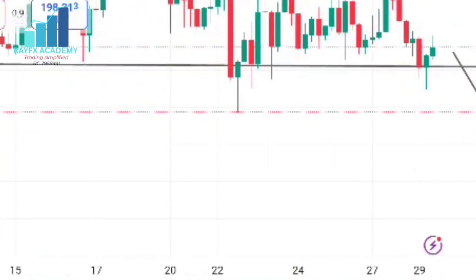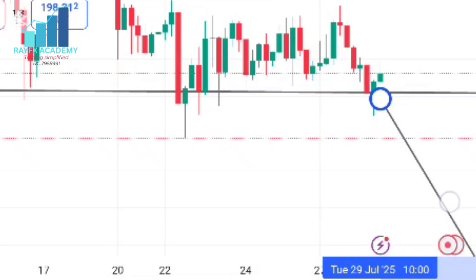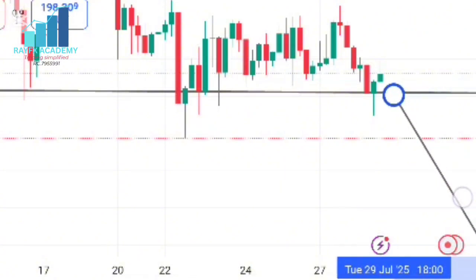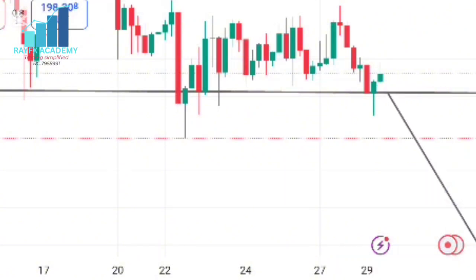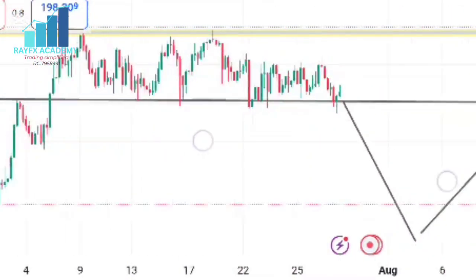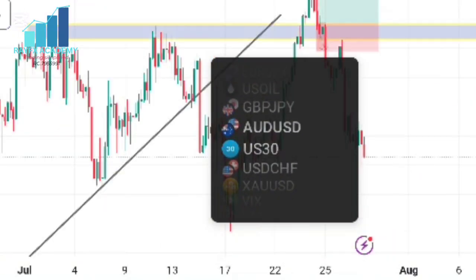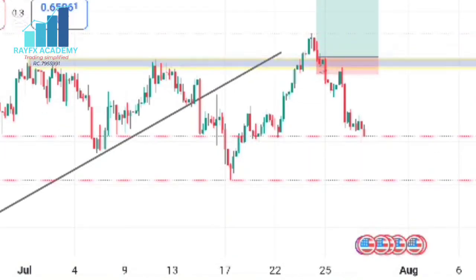But though this guy here is looking like a hammer, alright, this alone does not confirm what I'm looking for. There's something I'm waiting to see in this market before I pull the trigger. And now let's see what AUD USD is saying.